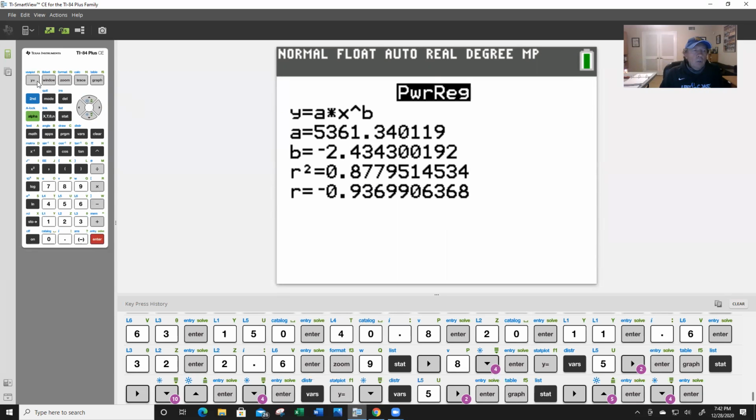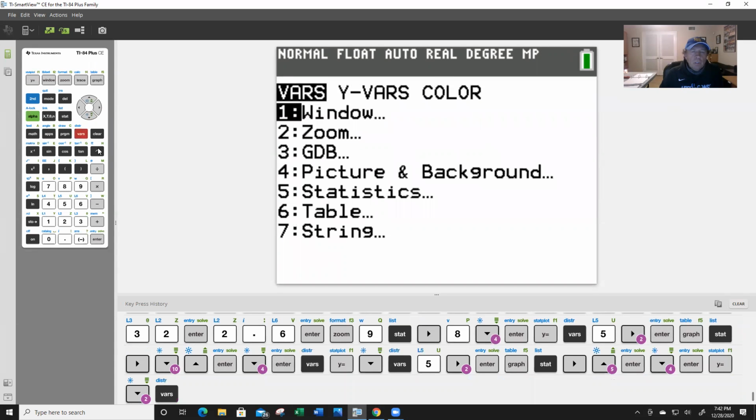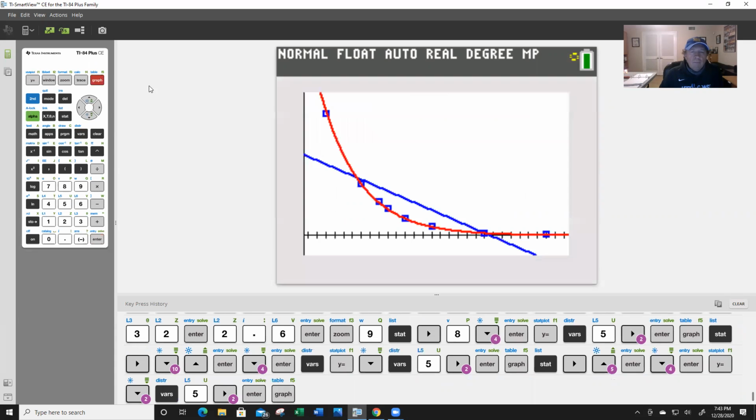All right, so I'm going to go to y equals, go down to y3, vars, statistics, equation, regression equation, graph. And the black one's pretty good, but it's not as good as the red line. The red line's clearly better. Okay. So we got the winner on that one.